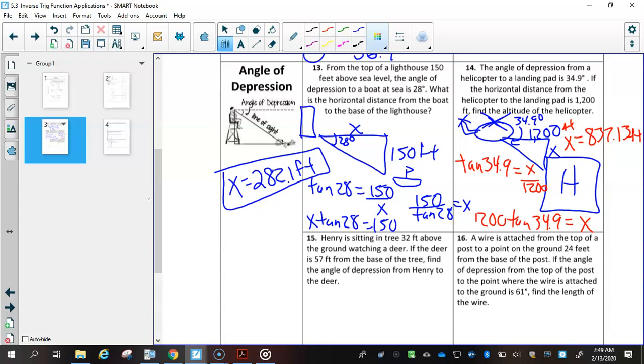Okay. I want you to go ahead and do the other angle of elevation and the other 2 angles of depression. And then we'll come back, we'll talk about those and move on to the other 3.